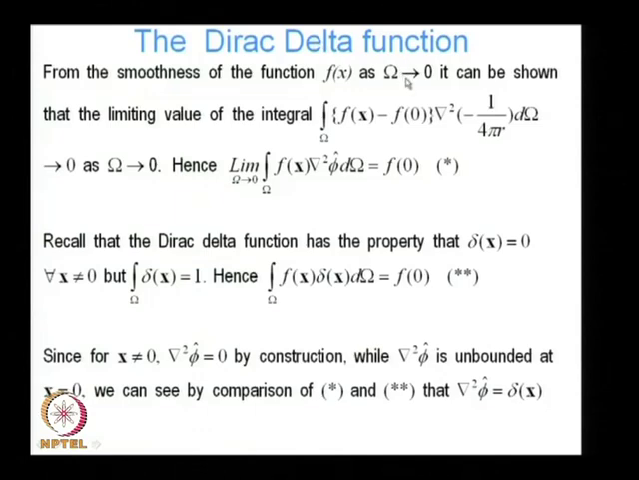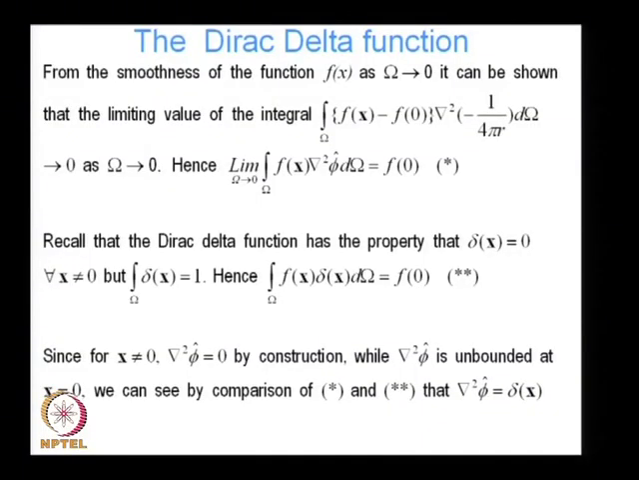as omega tends to 0, in the limiting value, since this function is smooth, this function goes to 0. You can see why that is happening, right? Because as omega becomes smaller and smaller, f of x becomes closer and closer to f of 0, right? And since it is smooth, it does so in a continuous fashion, right? So, as omega goes to 0, this integral also goes to 0, right?